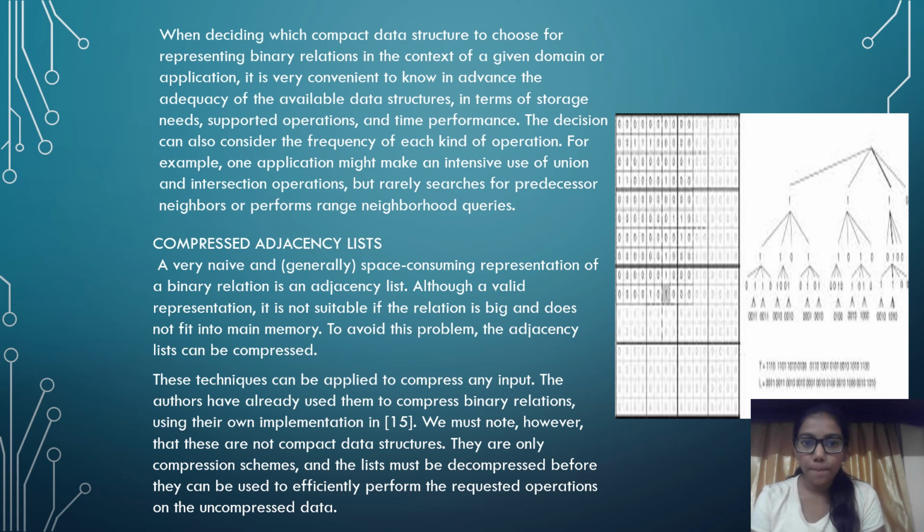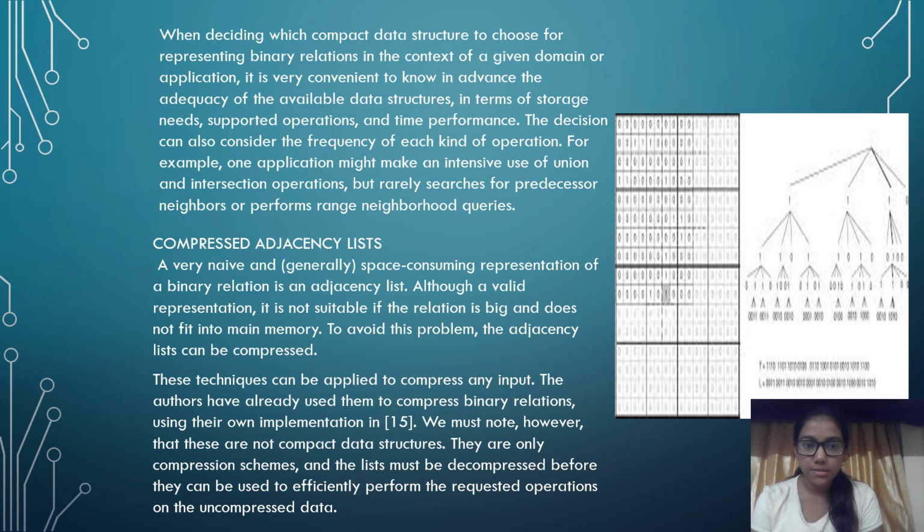When deciding which compact data structure to choose for representing the binary relations in the context of a given domain or application, it is very convenient to know in advance the adequacy of the available data structures in terms of storage needs, supported operations, and time performances. The decision can also consider the frequency of each kind of operation. For example, one application might make intensive use of union and intersection operations, but rarely search for predecessor neighbors and perform range neighborhood queries.